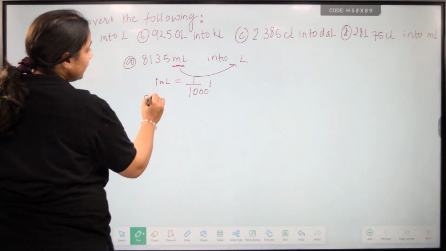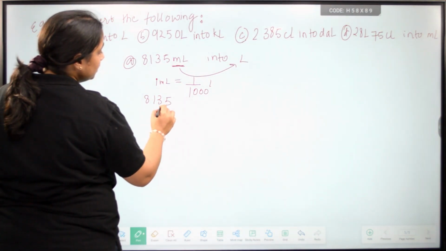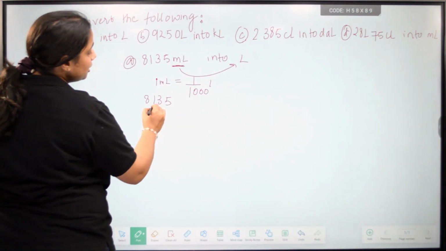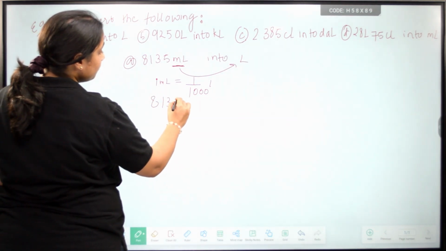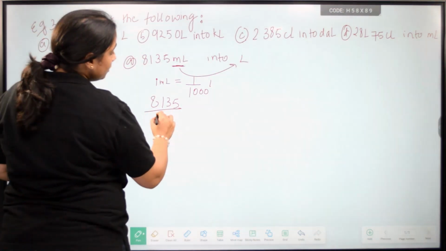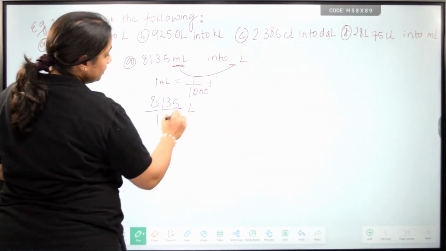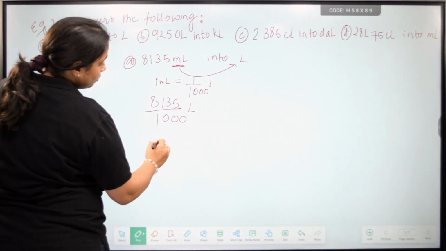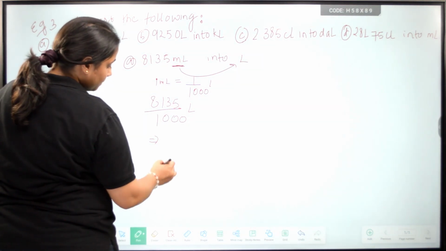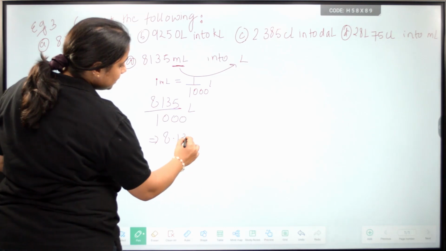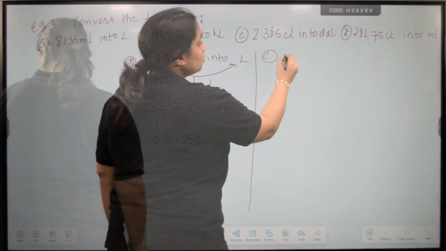So it will be 8135 milliliter. It will be 8135 divided by 1000. So it will be 8135 divided by 1000 liter. So the answer will be 8.135 liters.